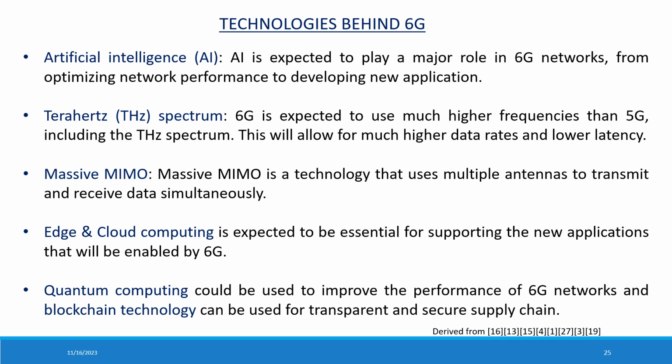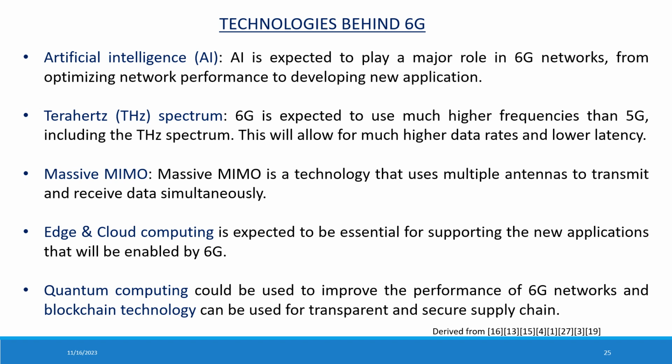Moving on to the technologies behind 6G. First one is artificial intelligence. AI is expected to play a major role in 6G networks by optimizing network performance and developing new applications. Then the terahertz spectrum, as 6G is expected to operate on this terahertz frequency range. It allows for much higher data rate and extra low latency.